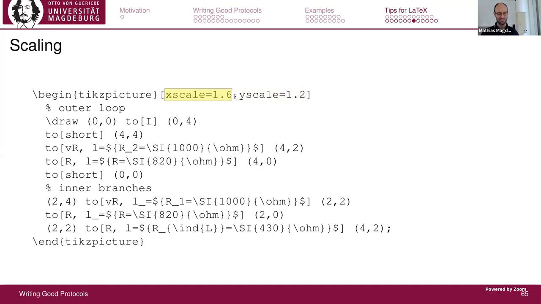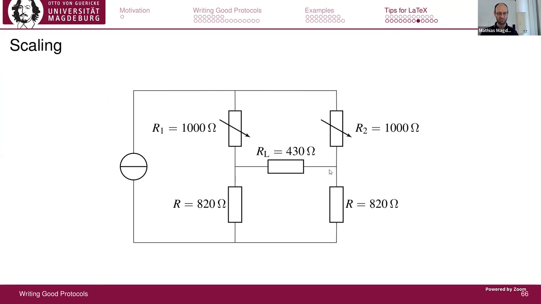We can say, okay, in the X direction, we want to scale it to 160%. And in the y direction, we would also like to scale it a little bit, maybe to 1.220%. So just by changing these two lines, now the result looks like this, and the labels fit.